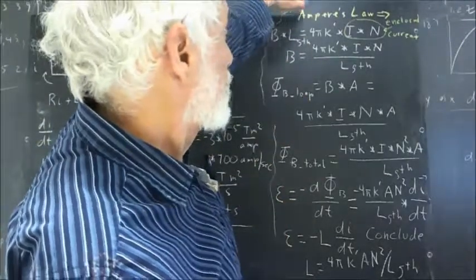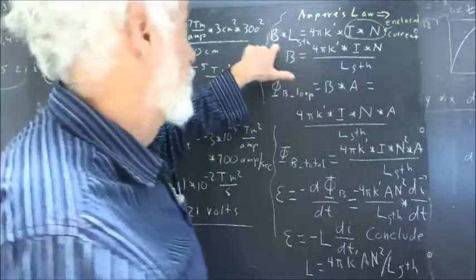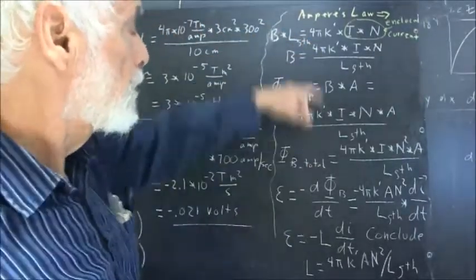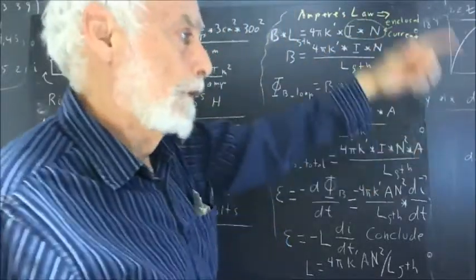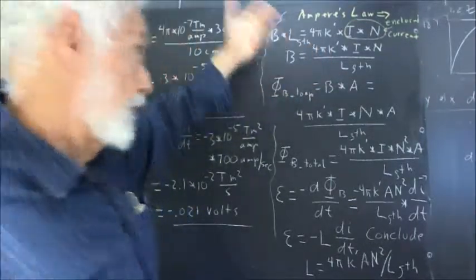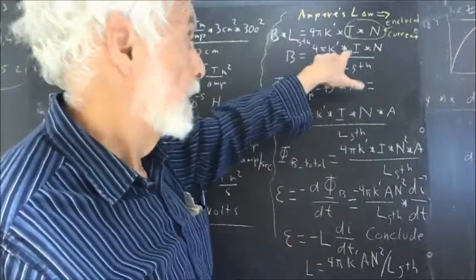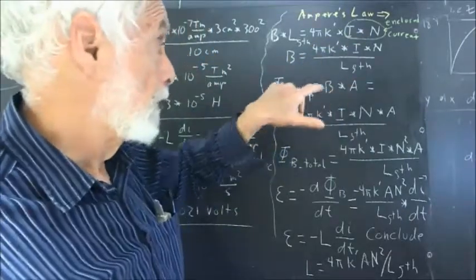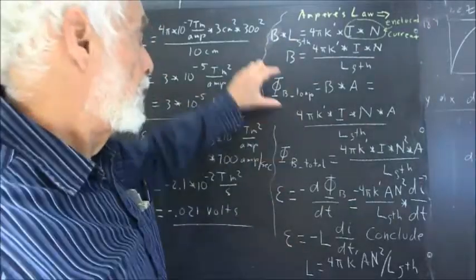So Ampere's law, in the case of the analysis we just did, tells us that the magnetic field multiplied by the length of the coil is equal to 4 pi k prime times the current enclosed by the integration path. It follows immediately then that the magnetic field is equal to 4 pi k prime times our total enclosed current, the current times the number of times it penetrates the loop, divided by the length.